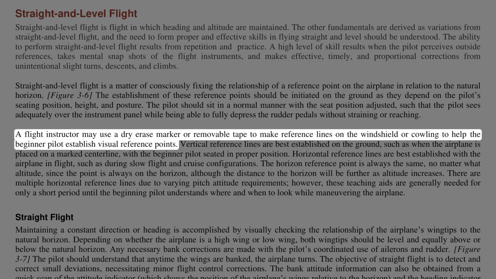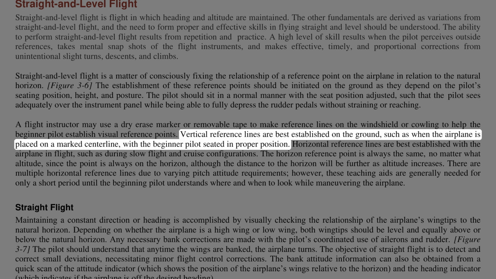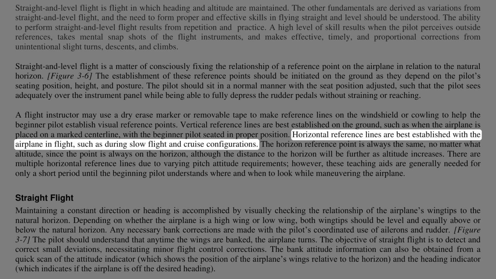A flight instructor may use a dry erase marker or removable tape to make reference lines on the windshield or cowling to help the beginner pilot establish visual reference points. Vertical reference lines are best established on the ground, such as when the airplane is placed on a marked center line, with the beginner pilot seated in proper position. Horizontal reference lines are best established with the airplane in flight, such as during slow flight and cruise configurations.